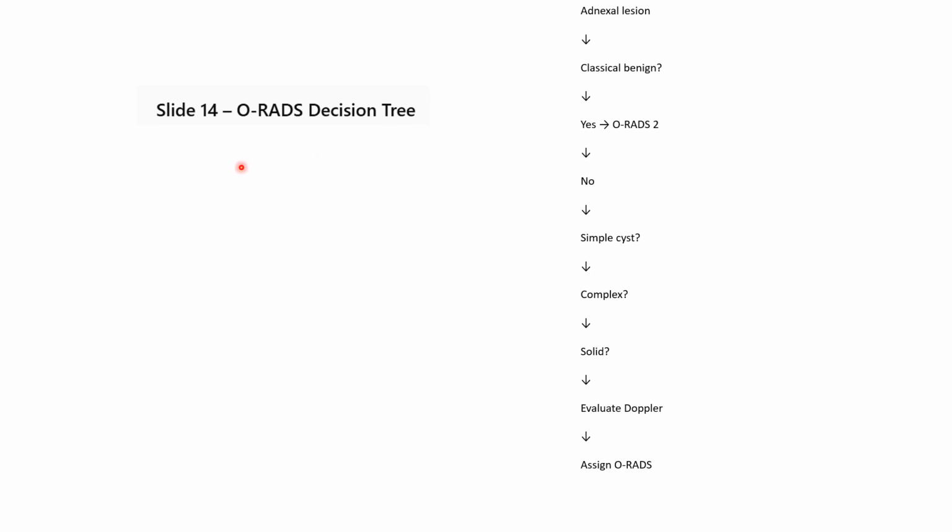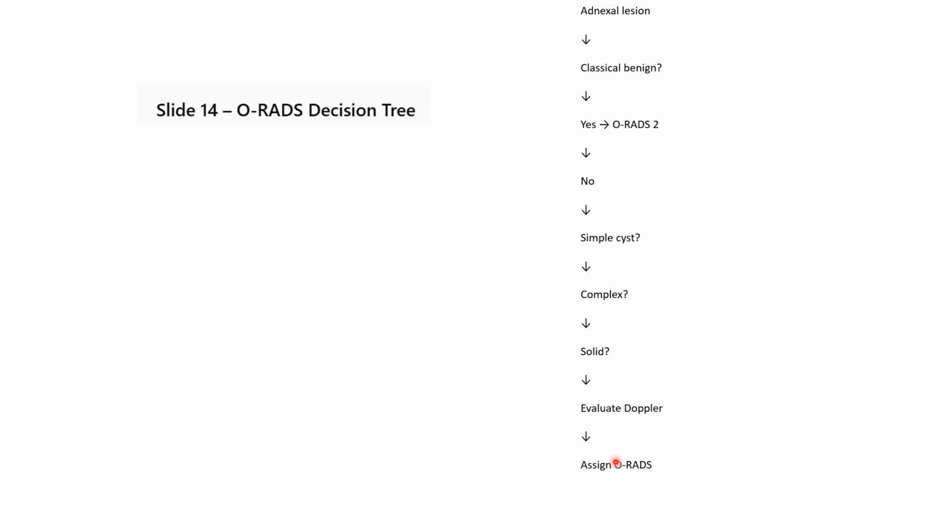So let's talk about the O-RADS class decision tree. This is the tree. If you see an adnexal lesion, is there a classical sign of benign? If yes, O-RADS class 2. If no, is it a simple cyst? Is it a complex cyst? Is it a solid cyst? Then evaluate Doppler, then assign the O-RADS. So that is the O-RADS decision tree. That's the decision that you must have.